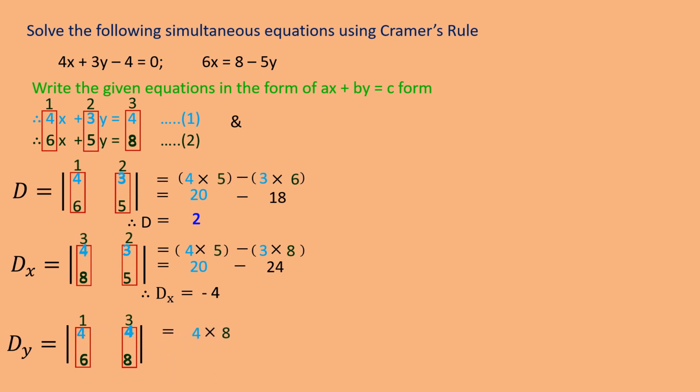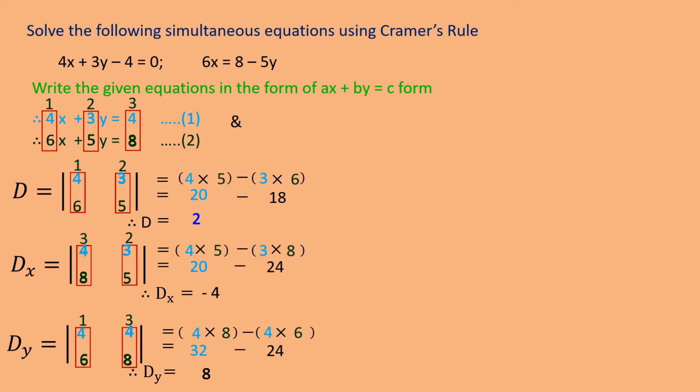So equal to the left diagonal product, 4 into 8, bracket close, minus the right diagonal, 4 into 6, bracket close. Clear? So after simplifying, I will get 32 minus 24. Therefore, dy will be equal to 8, because 32 minus 24 will become 8. So we have got D, we have got the dx value, we have got the dy value.